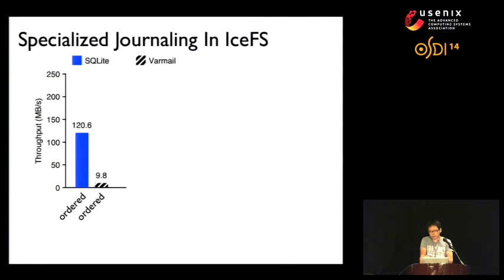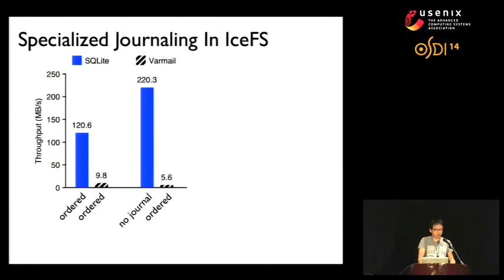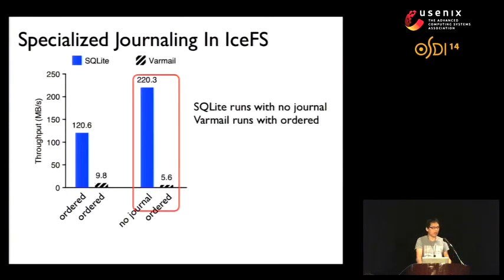Here we show an experiment. With the first two bars, we run the two applications in the same ordered mode. Ordered mode basically provides the default metadata consistency. If you want higher performance for SQLite, you can say, okay, for SQLite, I prefer higher performance, I can sacrifice some consistency. So when we run SQLite with no journal mode, it can double its throughput.